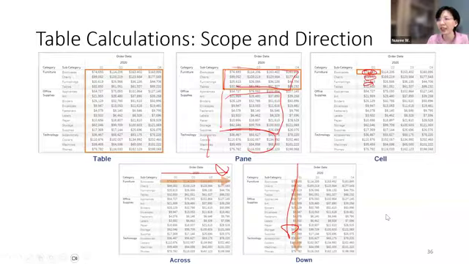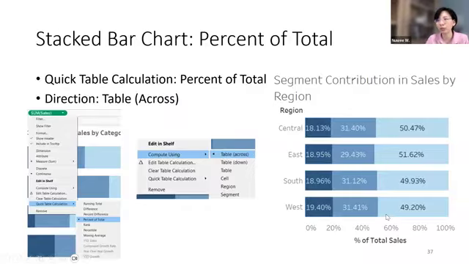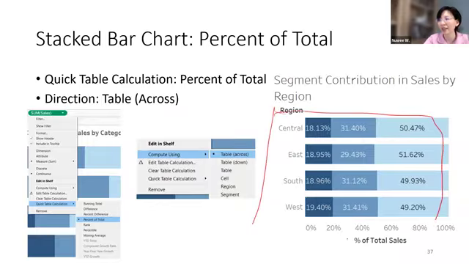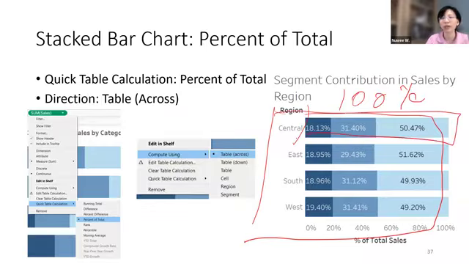Okay. Now, we want to do percent of total to get what's called segment contribution in sales by region. So we want to get this stacked bar chart of 100% total here. So in 100% for each region's sales, for example, central sales, I need to know how many percent comes from consumer, how many percent from corporate.